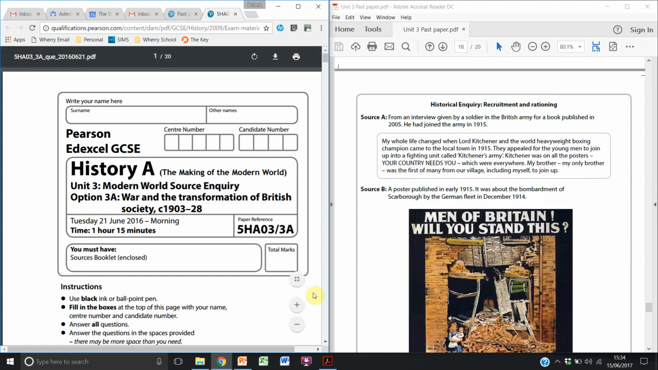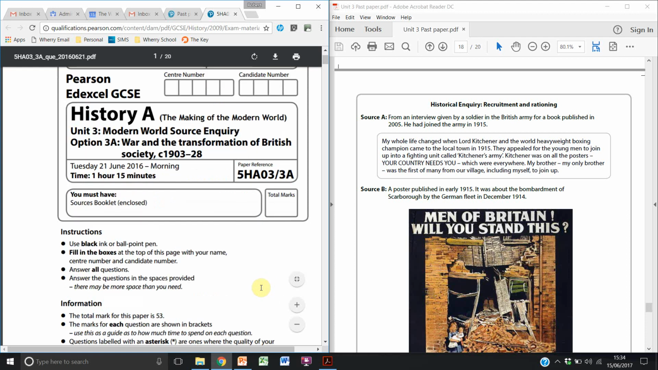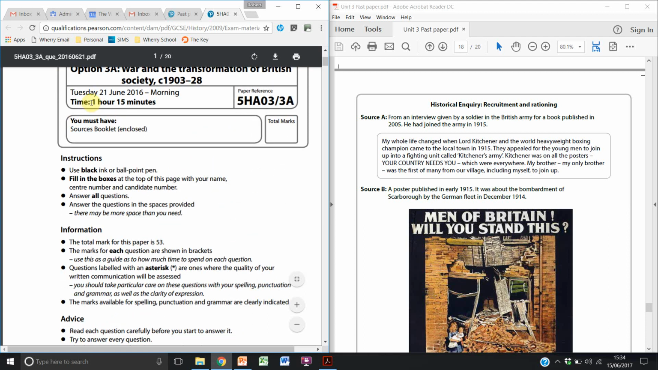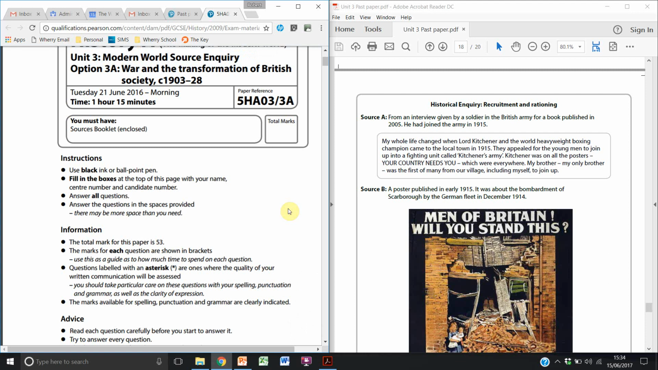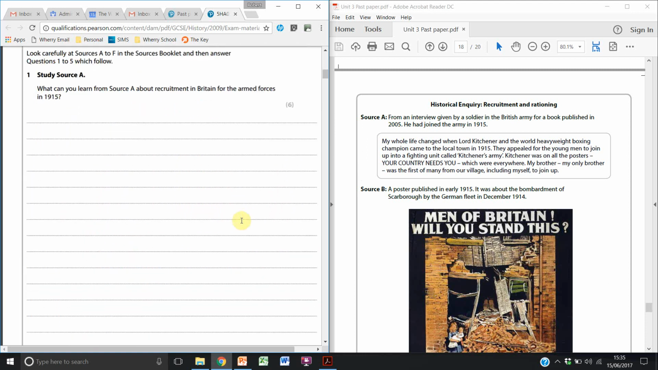This paper is exactly the same as the papers for the Cold War and Germany, in that unless you have extra time you will have an hour and 15 minutes to answer the questions. And again, there are some marks available for one of the questions, question 5, for the quality of spelling, punctuation and grammar. And also you should use the amount of marks available for each question as a guide to how long you should spend writing your answer. Okay, so first of all, question 1.